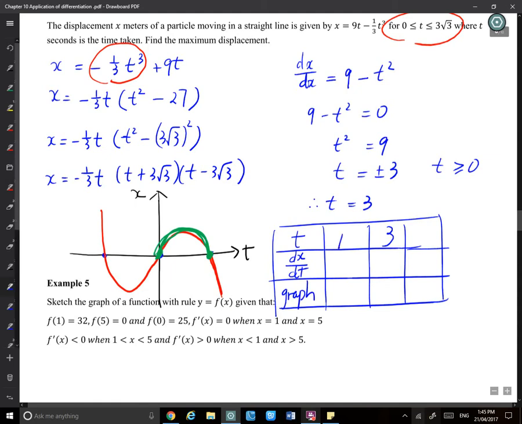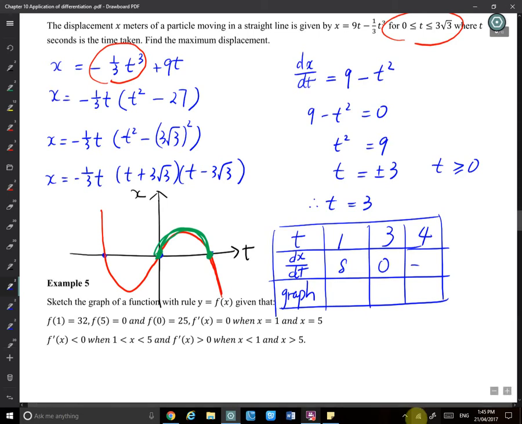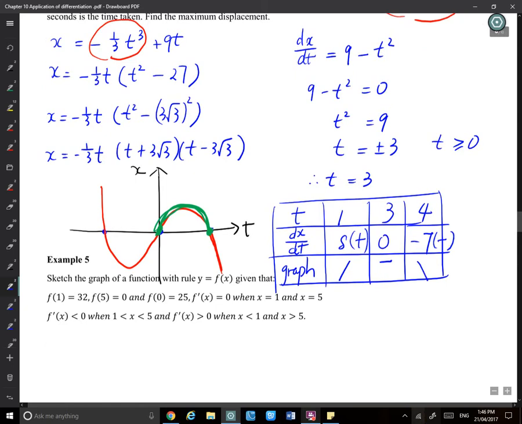You choose a point 1 and a point 4 to see the derivative. So when t equals 1, dx/dt equals 9 minus 1, which gives you 8. When t equals 4, 9 minus 4 squared is 9 minus 16, which is negative 7. So you have positive, 0, and negative. That's a maximum turning point.